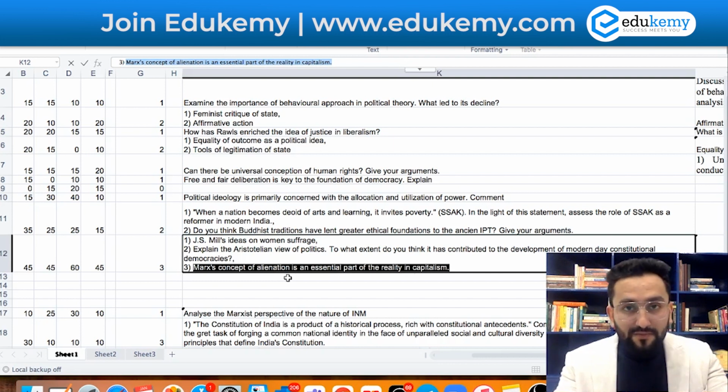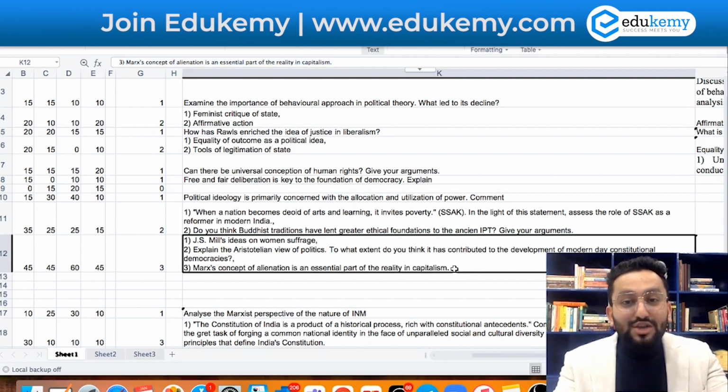But please understand, having content in your notes is one thing. These notes are there to make you understand what this concept is all about. But UPSC demands a smart usage of that content because UPSC know ki notes to aapke paas hain. Lekin kya actual mein usko samajhte hain aap concept ko? That is being checked here. It is not asking you to explain Marx's conception of alienation. It is not asking discuss. Question kya hai? Marx's concept of alienation is an essential part of reality in capitalism. Yani ki aapko prove karna hai. Toh kaise aap karenge?